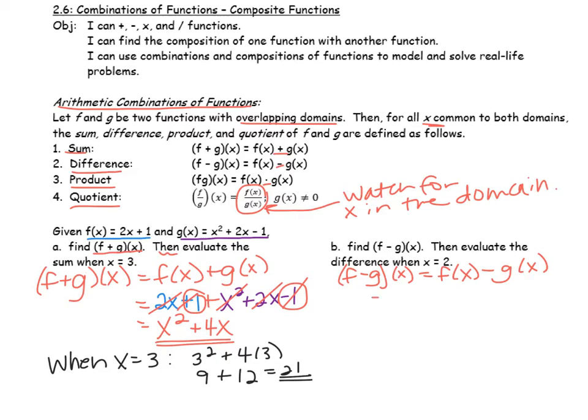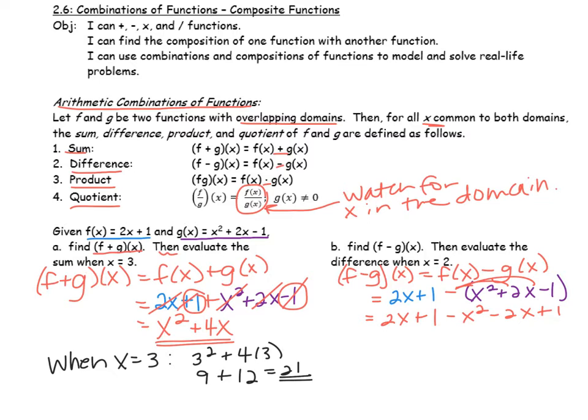When we substitute the values in place for f of x and g of x, f of x is 2x plus 1 minus g of x, which is x squared plus 2x minus 1. Since we're subtracting everything in that second function, we need to put it in parentheses. And then we'll distribute the negative in and combine like terms. Keep the 2x plus 1 for now, and then we'll have minus x squared minus 2x and then plus 1.